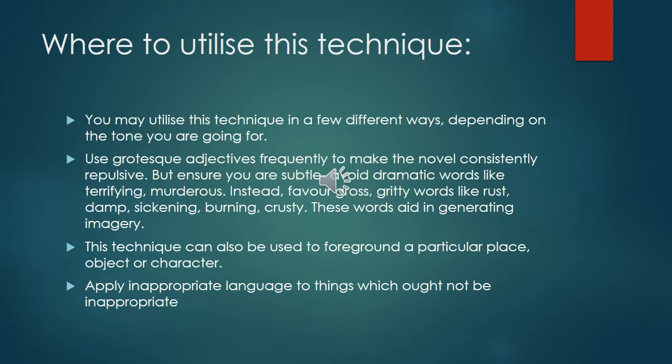To further push the boundaries and to truly disturb readers as Flynn has, you may apply inappropriate language to things which ought not to be inappropriate, as Flynn did with Armor. There is something very sinister about a sexualized child. It is unsettling to read a child depicted in that manner, and it's even more unsettling to read that the child is well aware of it and even proud of it, as Armor was. This use of language can paint characters, objects, and places in a very unsettling manner.